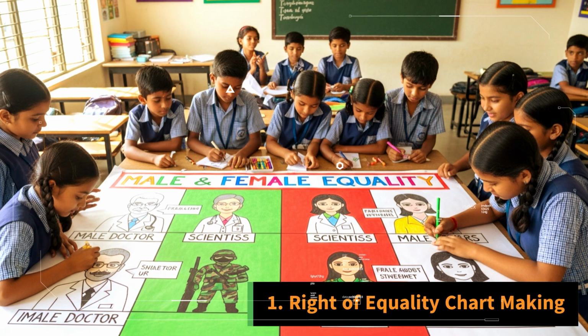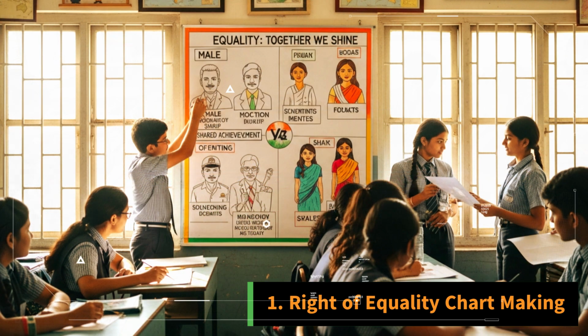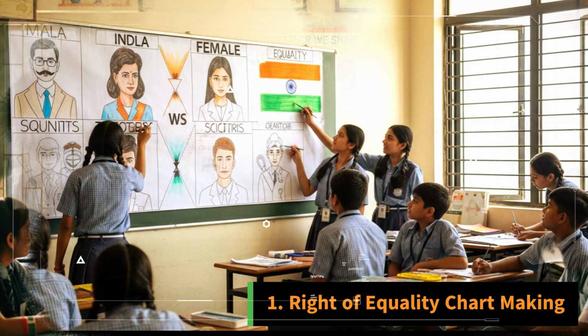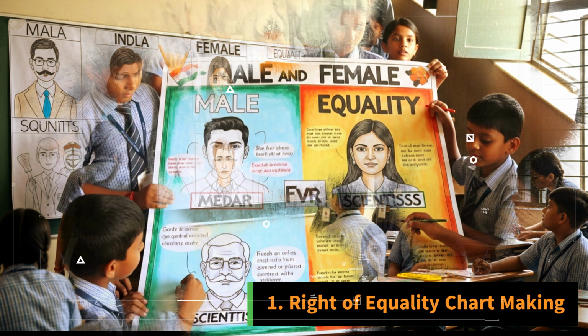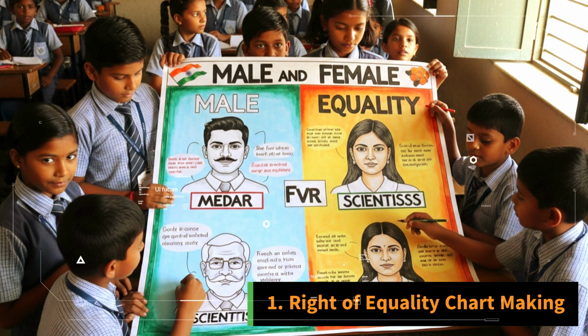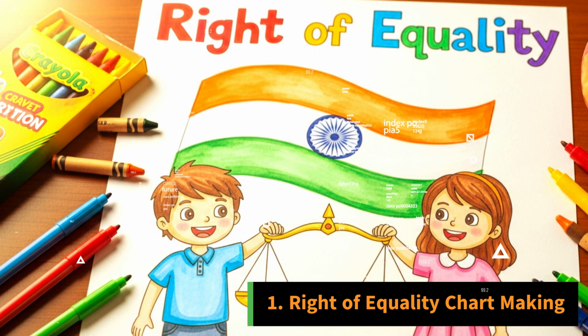Activity 1. Right of Equality Chart Making. Students can create a chart showing equality between male and female personalities of India. They can include leaders, scientists, sportspersons, and artists. This activity helps children understand that everyone deserves equal respect and opportunities.